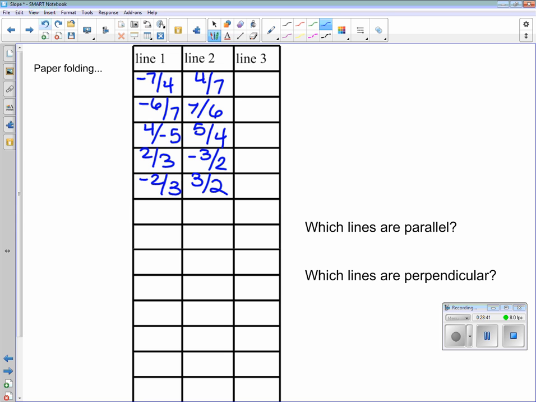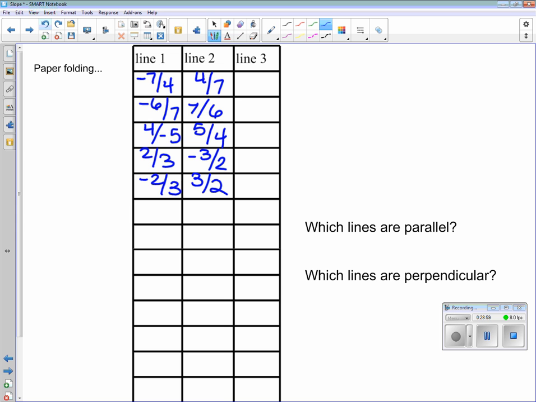So they're opposite reciprocals. You probably have heard that. Opposite means the signs are opposite. Reciprocal means numerator and denominator are switched. That always happens for perpendicular slopes. So I want us to write that. I think there's a space for us somewhere. I believe. Hopefully there is.